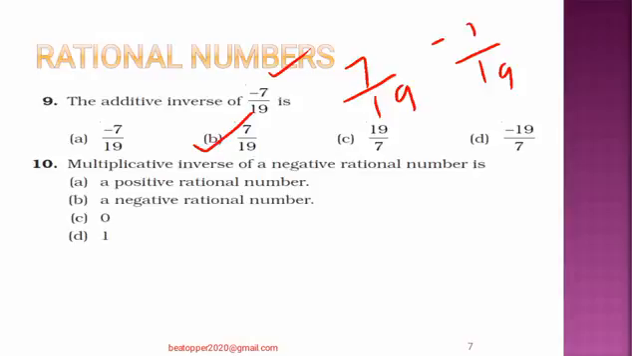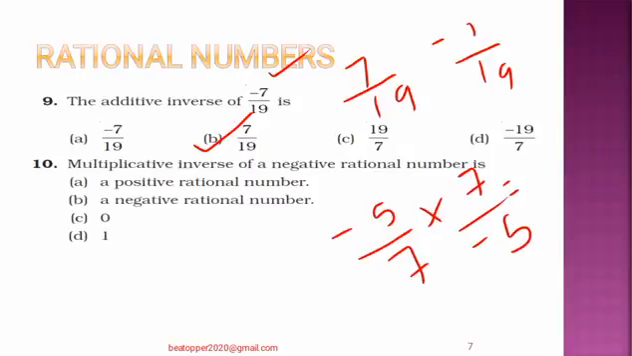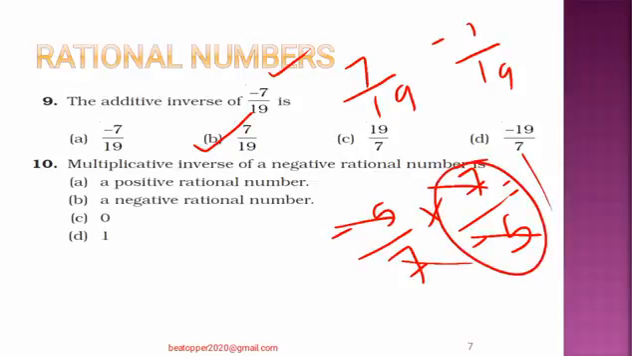Okay, negative rational number, say minus 5 by 7. It is a negative rational number. Then multiplicative inverse. Multiplicative inverse is nothing but if we multiply it by the inverse of this number, we get a product equal to 1. That is the multiplicative inverse. Here the answer becomes 1.